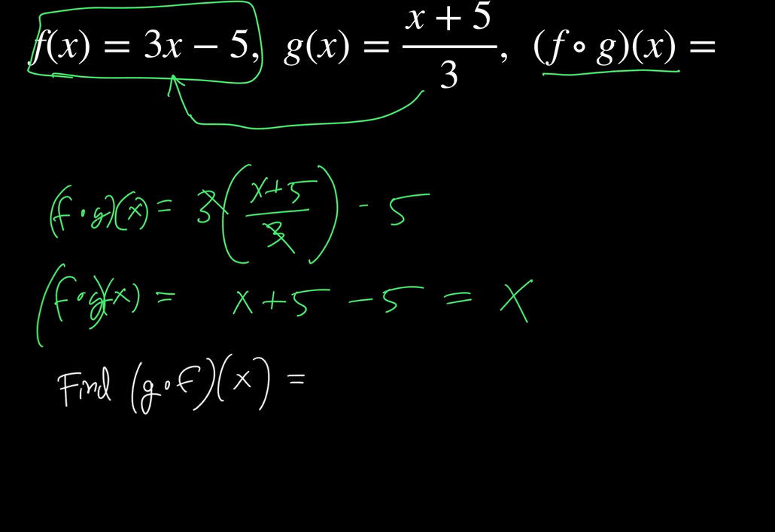Try it the other direction. What would you do? Replace the x with the 3x minus 5. Yep, so it'd be 3x minus 5 plus 5 over 3. Good. Which will be 3x over 3. The plus 5 minus 5 add to 0. The 3 is reduced and it equals x.